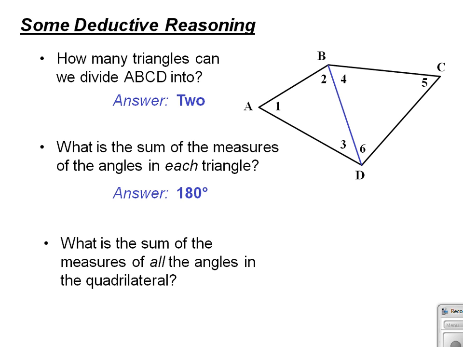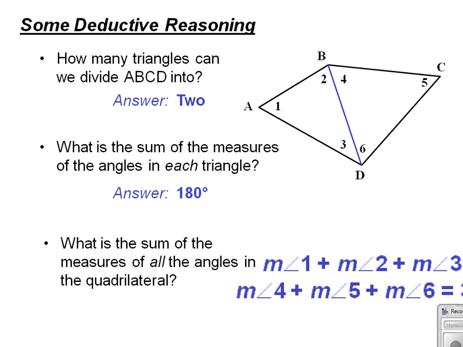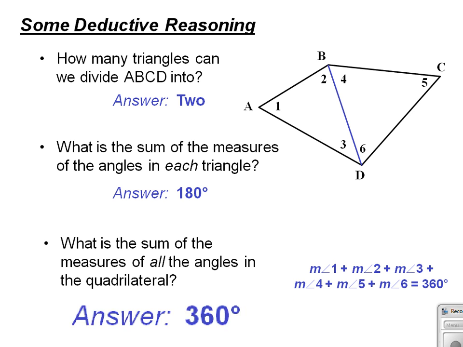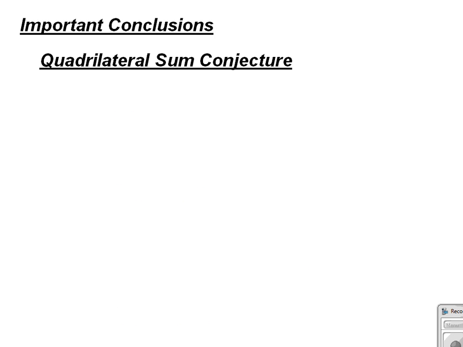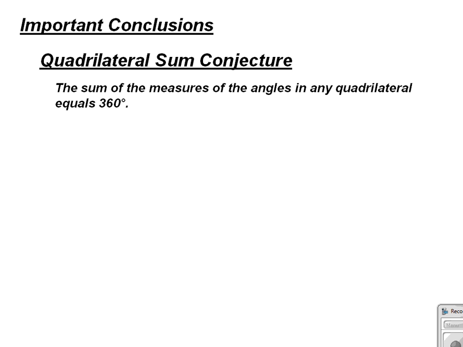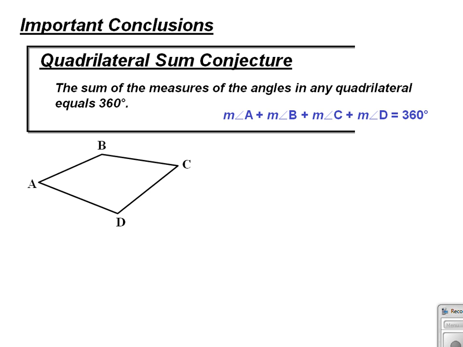So altogether, what is the sum of the measures of all the angles in the quadrilateral? In this case, 2 triangles. Each triangle adds up to 180 degrees. Altogether, 360 degrees. So that leads us to 2 important conclusions in today's lesson. The first is the quadrilateral sum conjecture, which says that the sum of the measures of the angles in any quadrilateral has to equal 360 degrees.